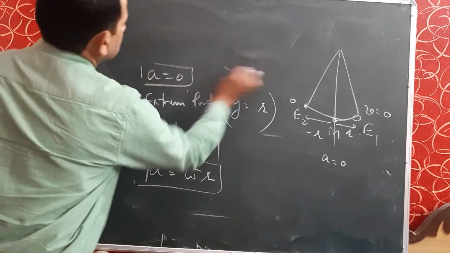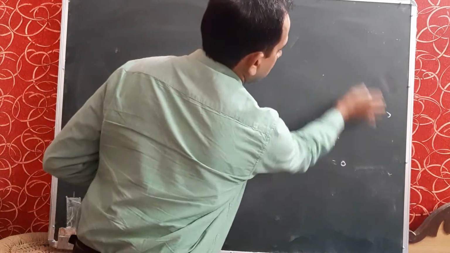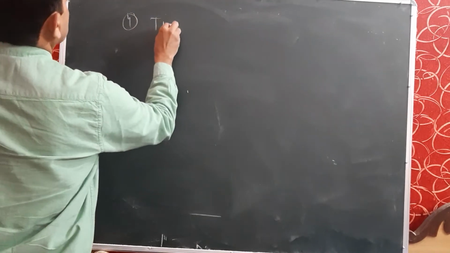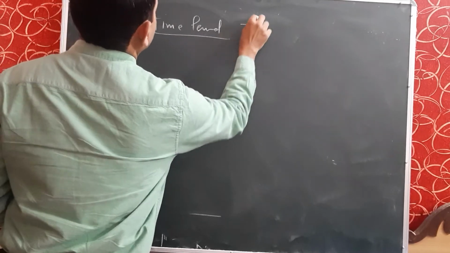Now next, time period. You know that when a particle is moving in simple harmonic motion, it repeats itself after a fixed interval of time. So it must have a time period or frequency. So the fourth part is time period, that is capital T.